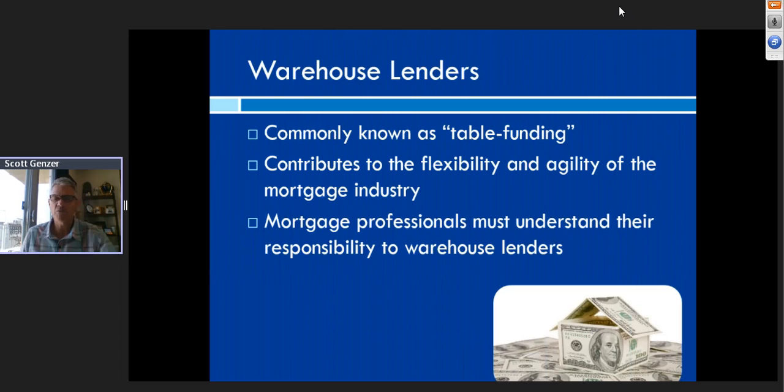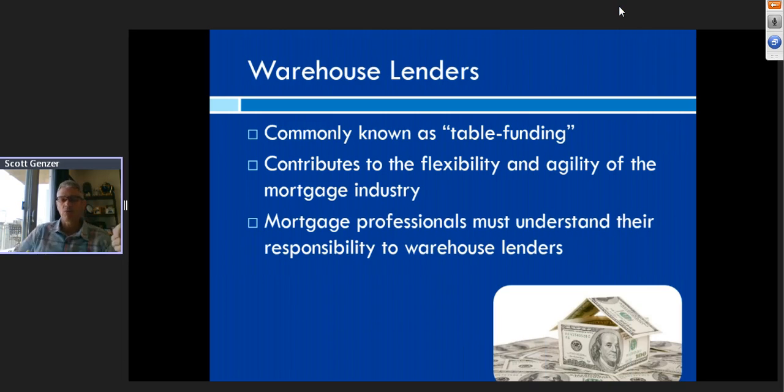We also have responsibilities with who we fund our loans through. If we're a warehouse lender, some people call it table funding. That's what a broker can be called too. One of those terms that can be used for more than one thing. But if I'm a mortgage lender, we're called a warehouse lender, right?